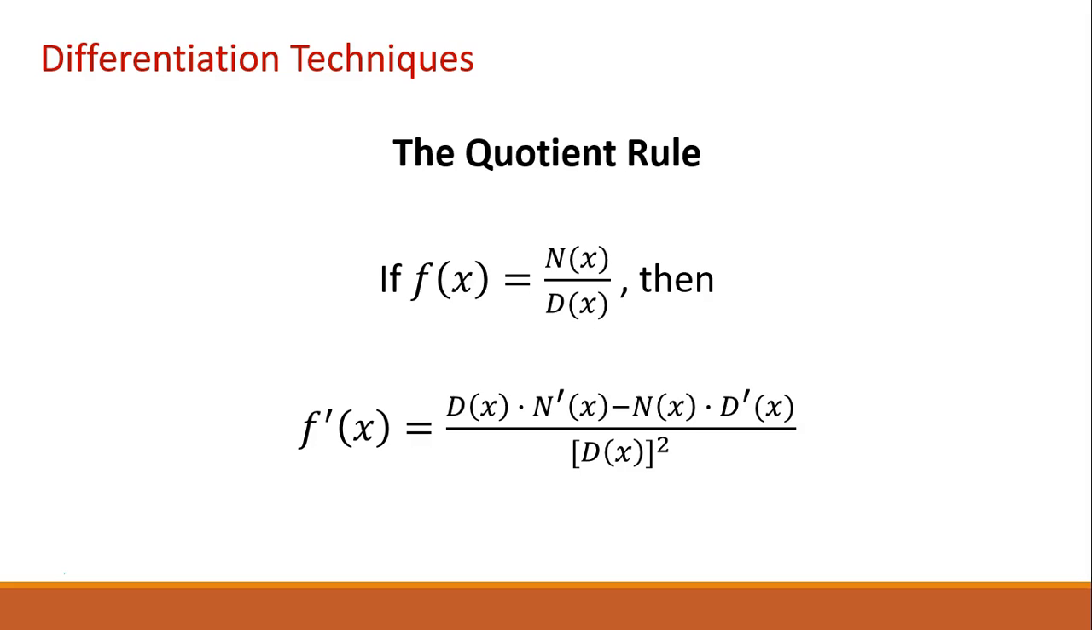Now there's one more rule that we're going to use, and that's called the quotient rule. This says if you have a function that consists of a fraction, a quotient, a numerator divided by a denominator, so n of x means numerator and d of x means denominator, then the derivative of the function can be found by creating a fraction. The numerator of that will be the denominator times the derivative of the numerator minus the numerator times the derivative of the denominator, and all of that is divided by the square of the denominator.